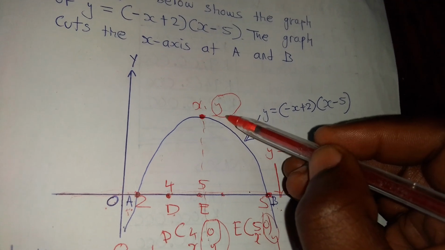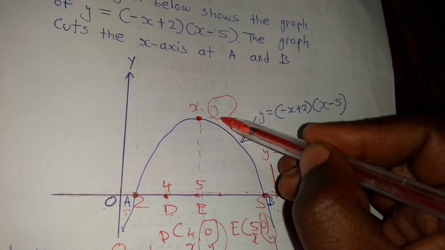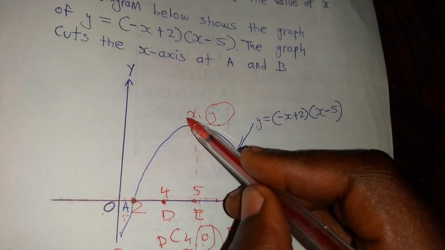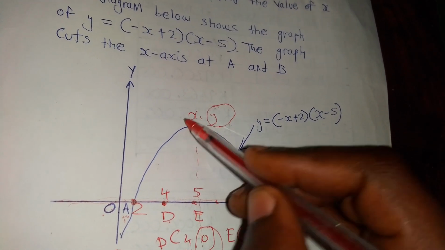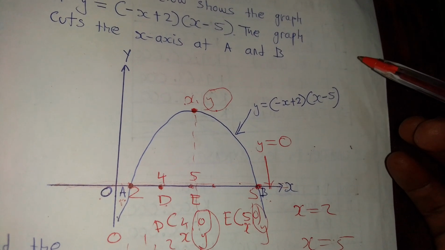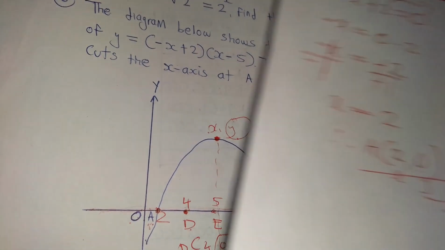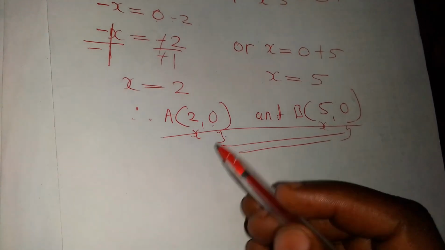So what do we do to find the maximum value of y? First of all, we have to know the value of x at the maximum. It is easy to find x. So when finding it, first of all we find x.